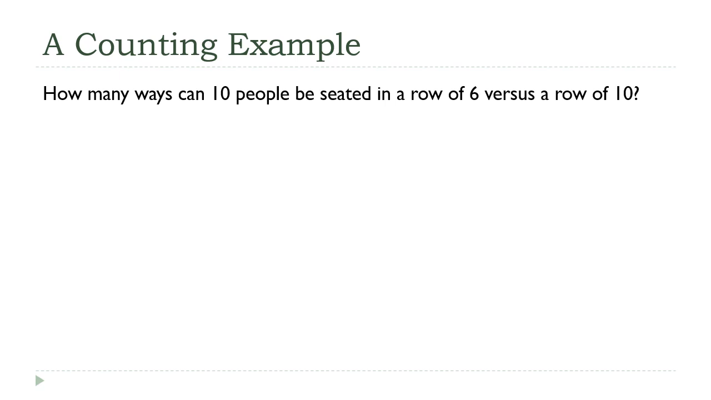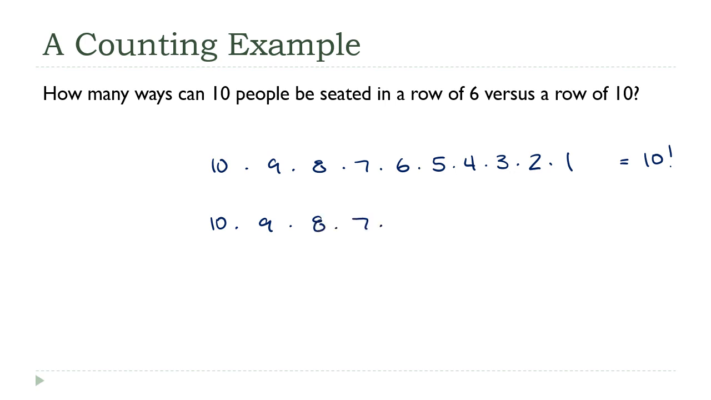So putting 10 people in a row of 10, I'm actually going to write this out. That came out to 10 times 9 times 8 times 7 times 6 times 5 times 4, 3, 2, and 1, which, as I pointed out on the last slide, this is 10 factorial. All right, so how about if we're only seating 6 people? Well, to do that, we've got 6 seats now, right? So I'm going to do this 6 times. 10, 9, 8, 7, 6, 5. That's 6 seats.